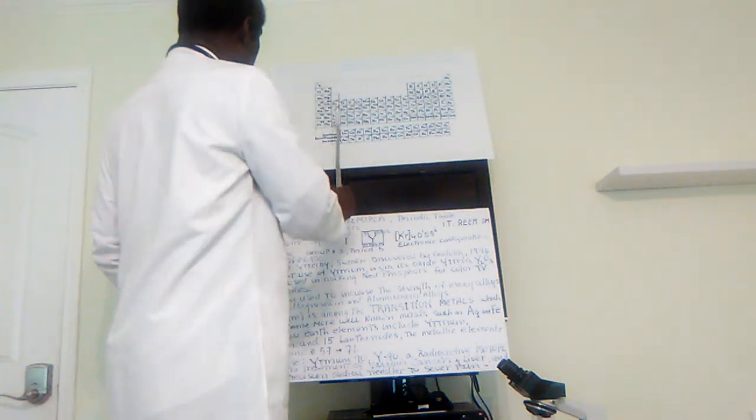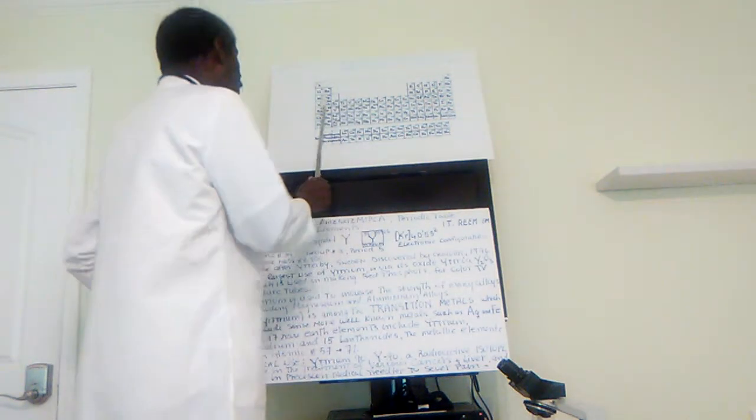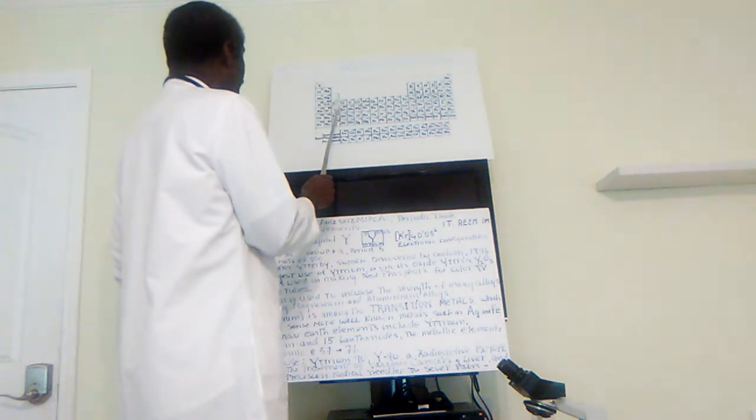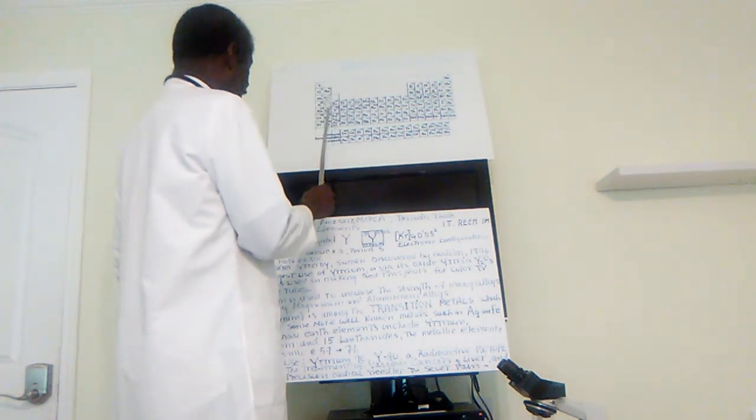Now, yttrium, symbol Y, is in group 3 of the periodic table, and period 5. Going in columns, it is the third column, that's group, and going in rows, it is the fifth row, that's period. So it's the third column and fifth row. We find yttrium with the atomic number 39 and atomic weight 88.906.